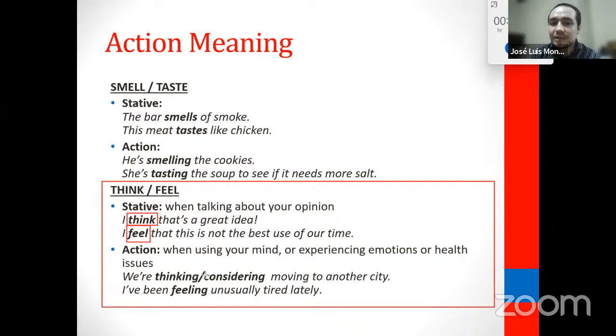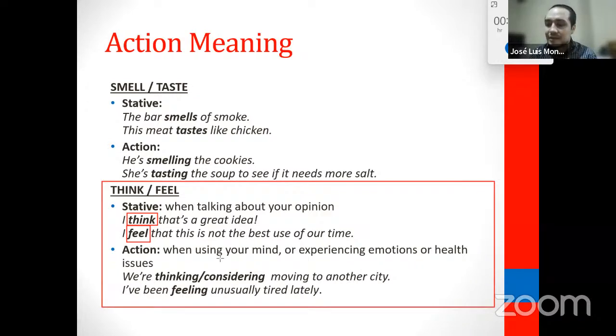But here is not a belief, it is something happening in your mind. We are thinking, we are considering, right? Moving to another city, and we've been feeling unusually tired lately. So with feeling, you can mention that. I've been feeling very bad. I've been feeling sick. Okay, but again, it's not an opinion, it's a sensation that you got.